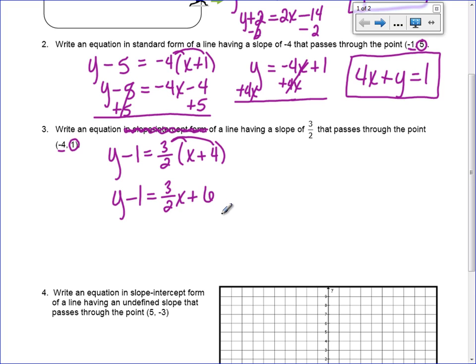You could stop. If you wanted to put it in slope-intercept, you could then add 1 to both sides and get the y by itself. You could move the -3/2 over if you needed to put it in standard, but you can just leave it. So that's good practice and good thing to see.